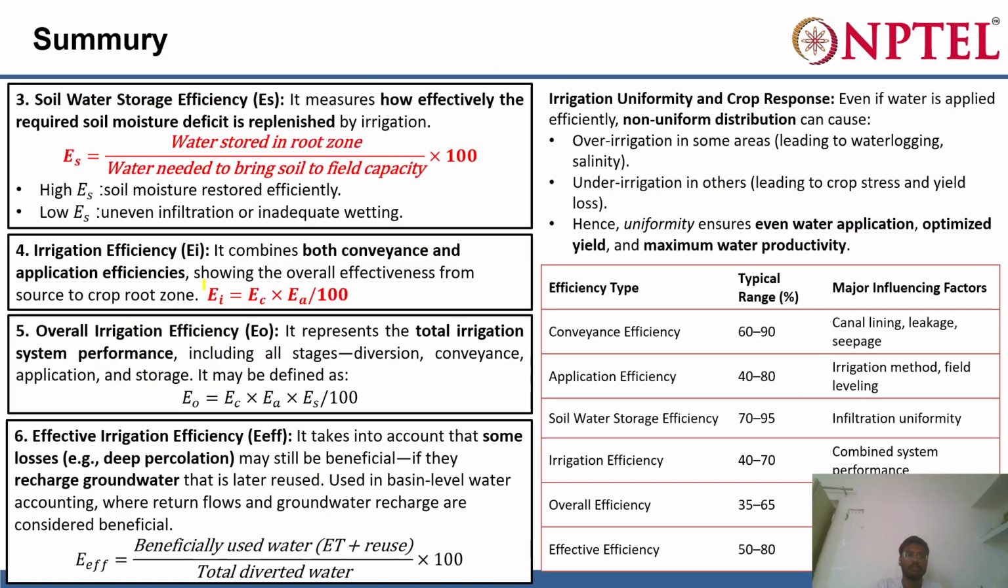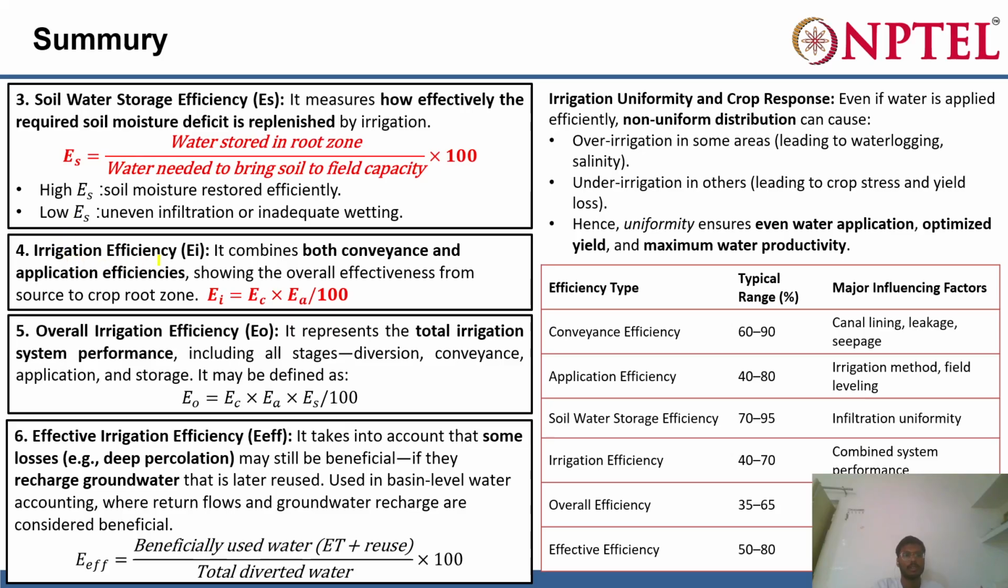Next, we have soil water storage efficiency. It measures how effectively the required soil moisture deficit is replenished by irrigation. It is generally the ratio of water stored in the root zone divided by the water needed to bring the soil to field capacity. Higher soil water storage efficiency means the soil moisture is restored efficiently. If you have a lower soil water storage efficiency, it means uneven infiltration and an inadequate wetting pattern.